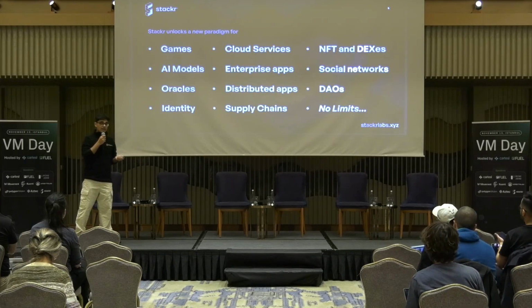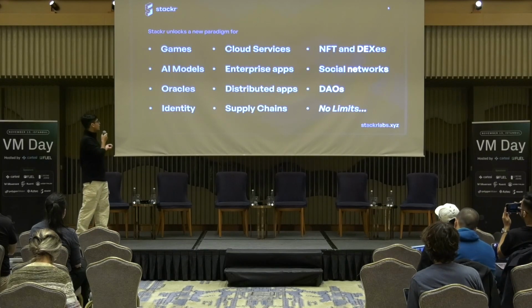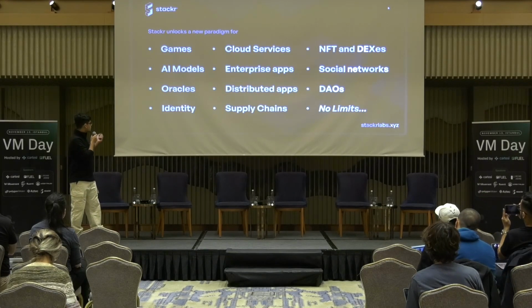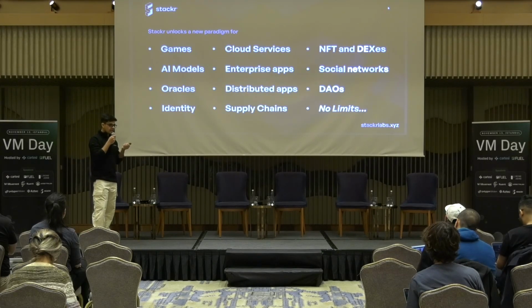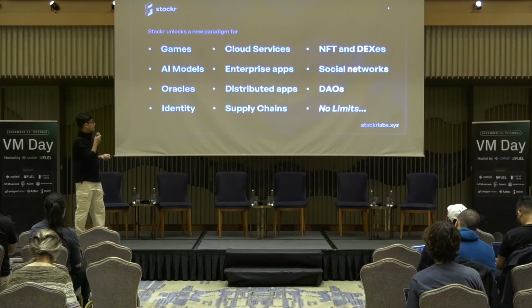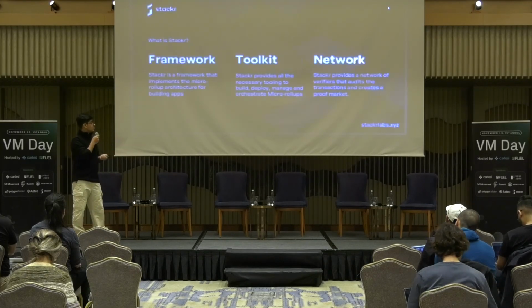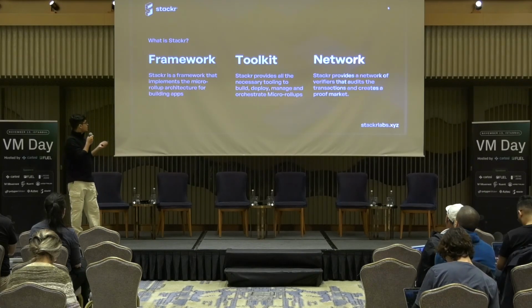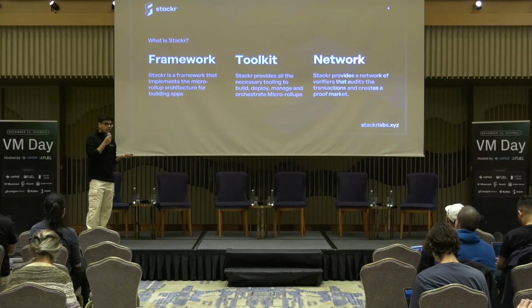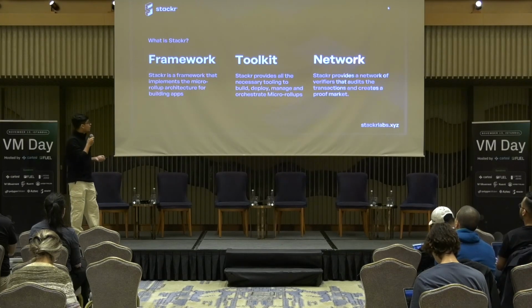This unlocks a new paradigm for different kinds of applications. You can build games, cloud services, social networks, supply chains, identity limits. There is absolutely no limit. The idea is that you can progressively decentralize Web 2 applications. That's where Stackr comes in, which is a framework, a toolkit, and a network all built into one. It provides a framework to implement micro rollups, all the necessary tooling to build them, and a network of auditors that allows you to post data and sends it across.